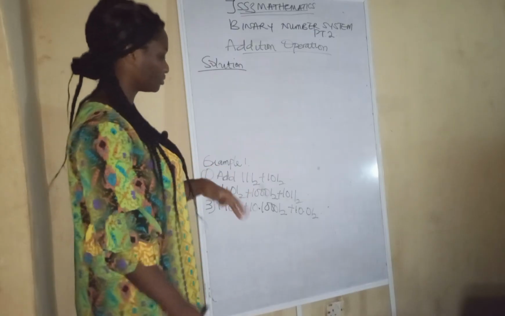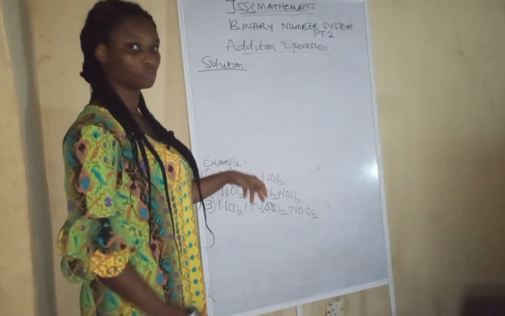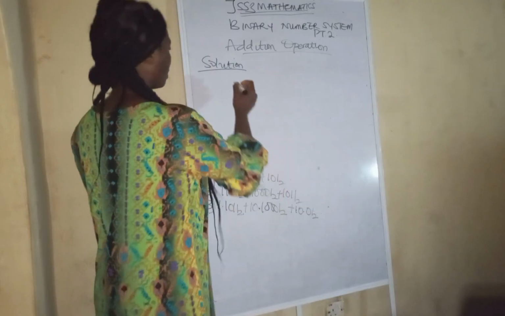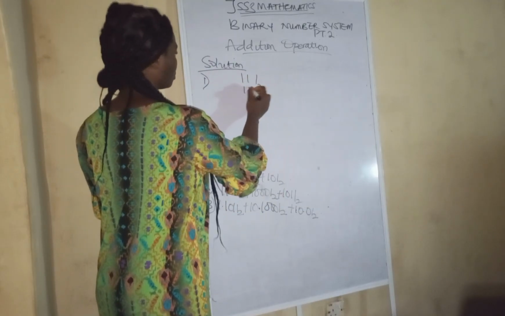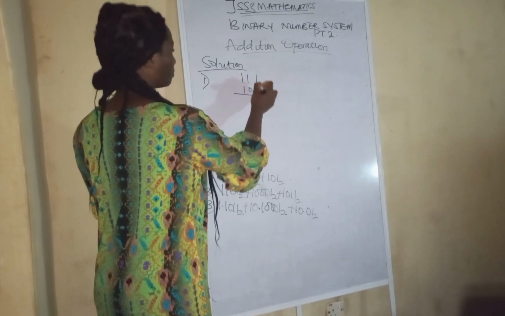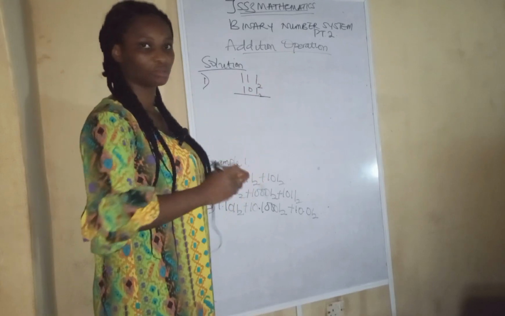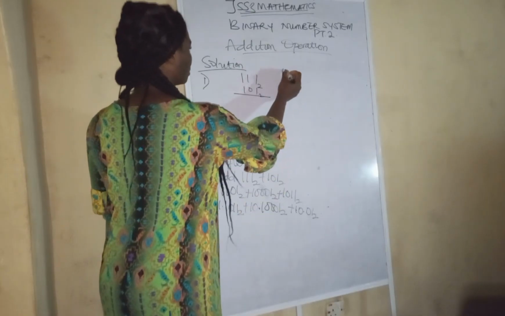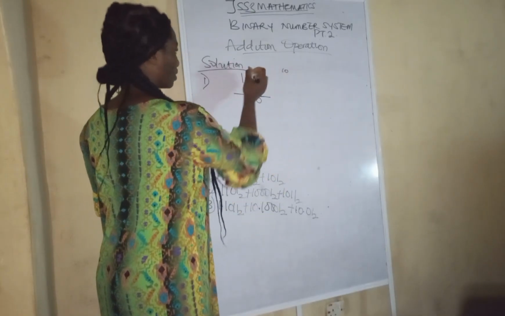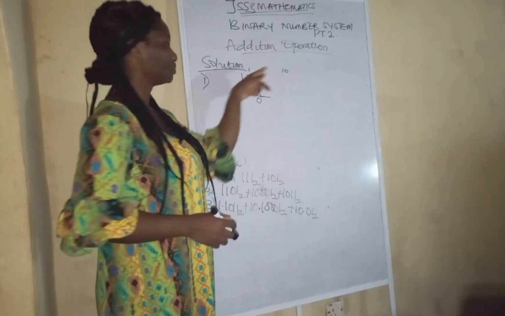So we have to solve this: 111 base 2 plus 101 base 2. So 1 plus 1 is 2. You get it now? 2 divided by the base 2 gives us 10. So this is 10. So we have 0 and then 1. Have you seen it now? Do you see that now?